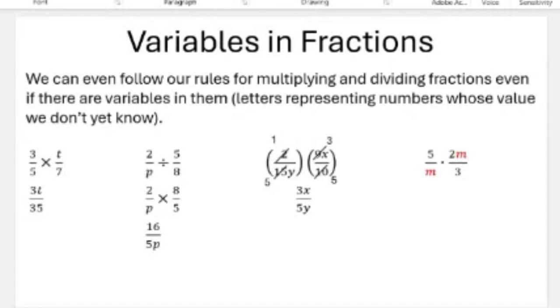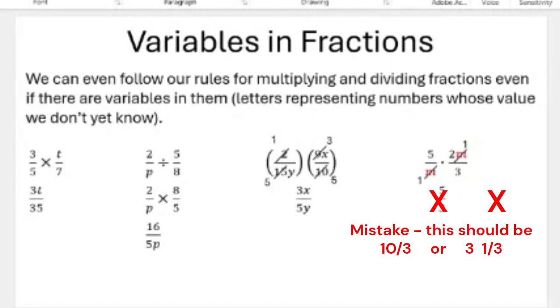I can divide the top and the bottom by m. I can cancel those out, swipe them out, m divided by m is 1. So it just cancels out to a 1. So if you have the same letter on the top and the bottom, they will actually cancel out. Now I just multiply 5 times 2 on the top, 1 times 3 on the bottom. That's 5/3, or this particular one, you could make 1 2/3.